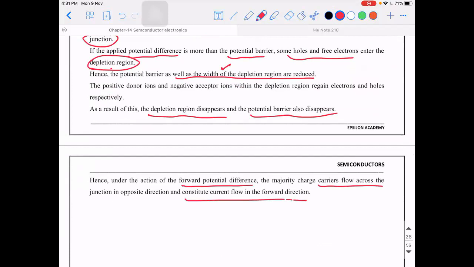To put it in very simple terms, in forward bias condition, a PN junction diode is a very, very good conductor, provided the potential that you apply should be greater than the barrier potential.